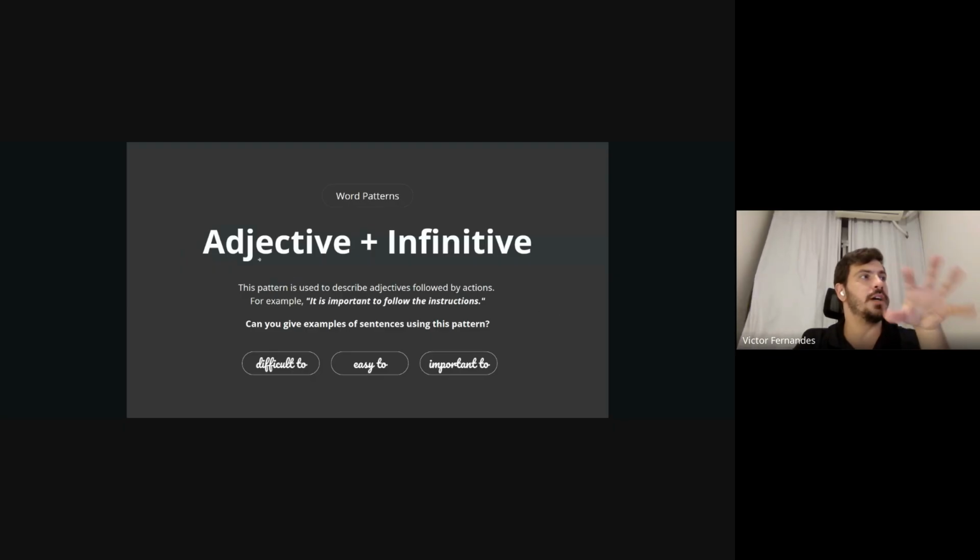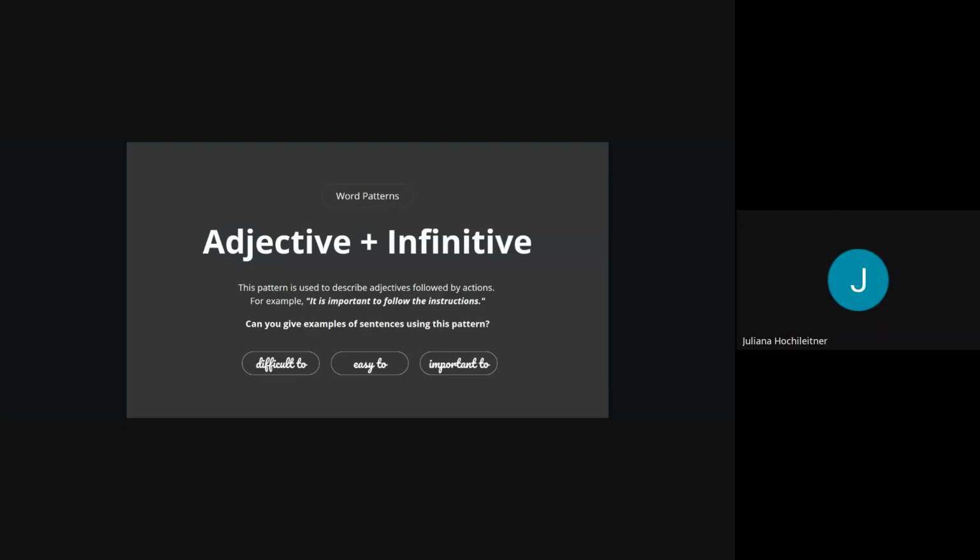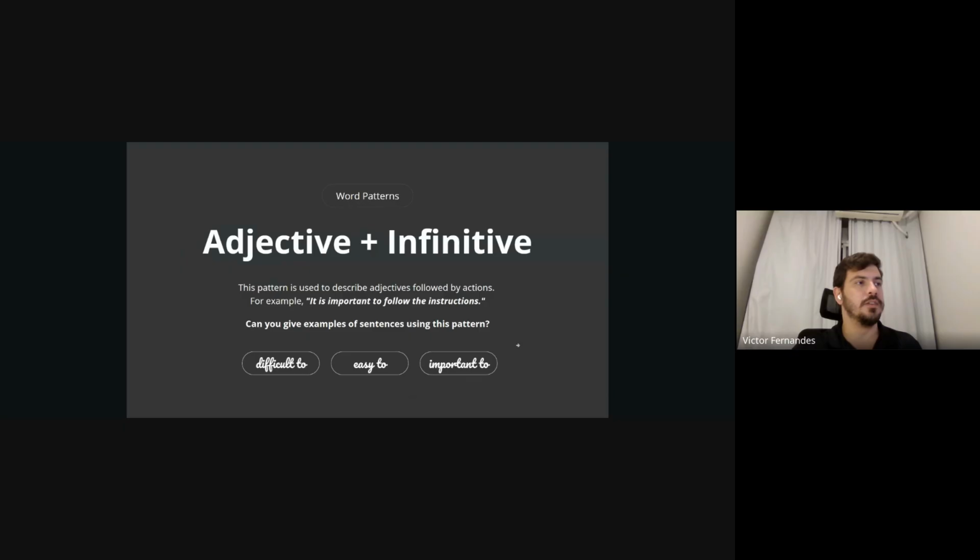The next, we have adjective and infinitive. For those, we have difficult to, easy to, important to. As a teacher, I would probably say something like, oh, it is important to do your homework or study English every day or study English as much as you can. Can you create a sentence with one of the other two? I don't know. I don't have that much creativity. I'm gonna try. It's important to eat healthy. Amazing example. All right, good.